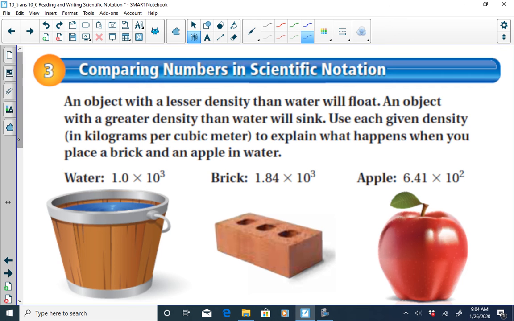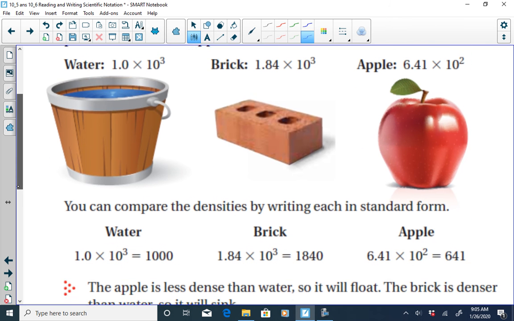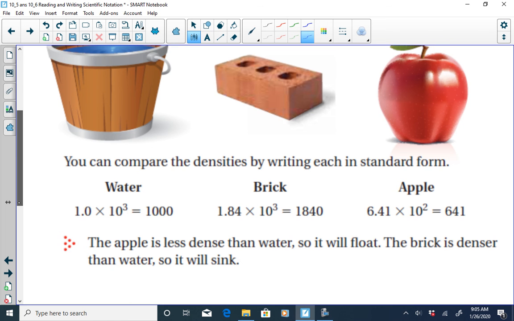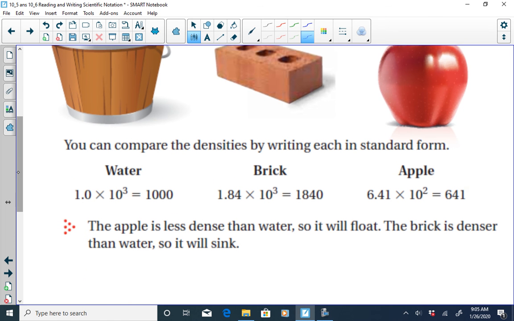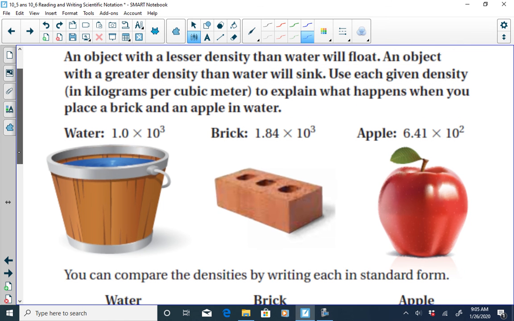Now when we compare numbers in scientific notation, let's see what we have here. An object with a lesser density than water will float. An object with a greater density than water will sink. Use each given density in kilograms per cubic meter to explain what happens when you place a brick and an apple in water. Well, if anything is going to sink, you'd think it was the brick. But here we want to take each of these numbers written in scientific notation and write them in standard form.